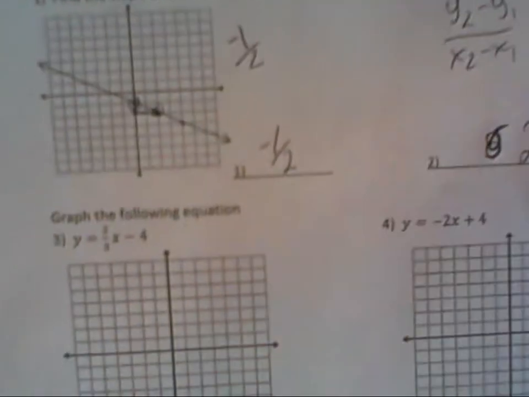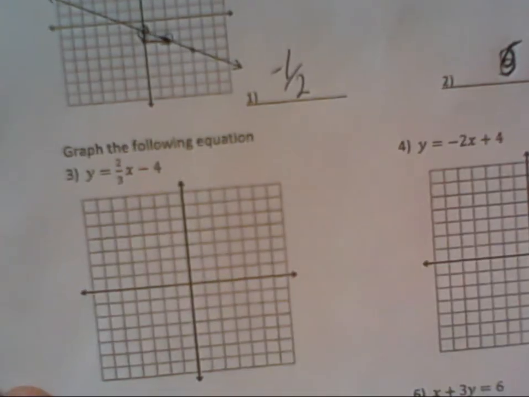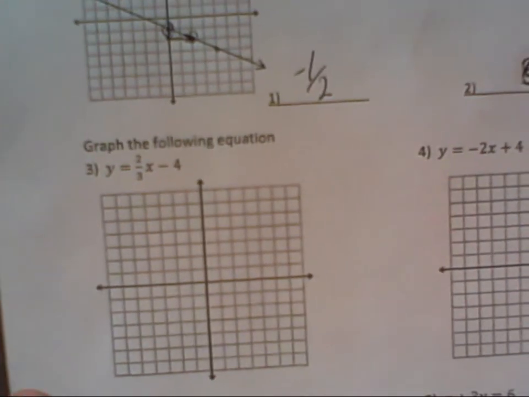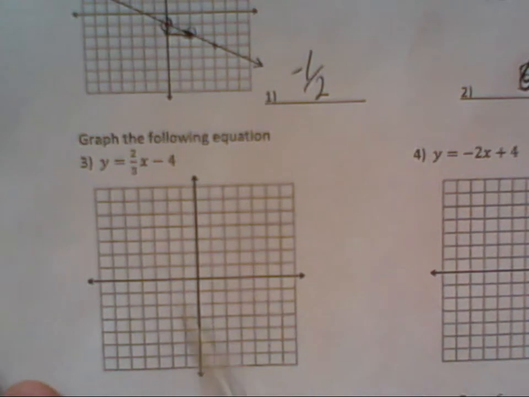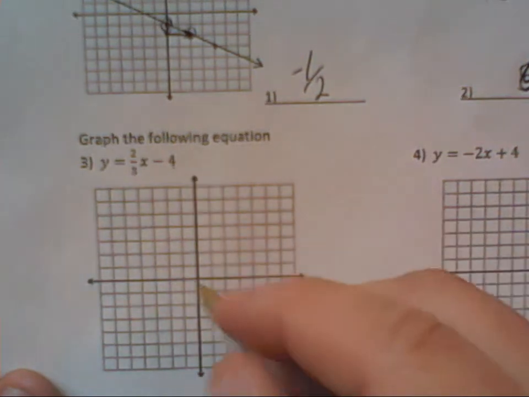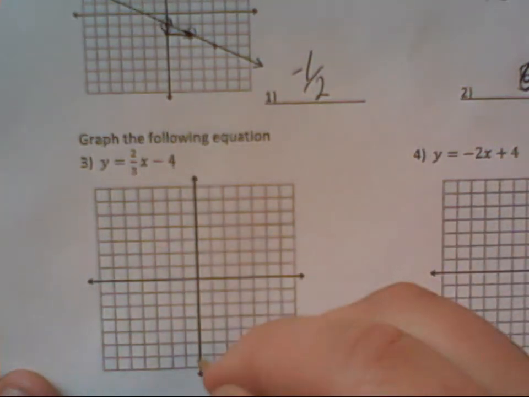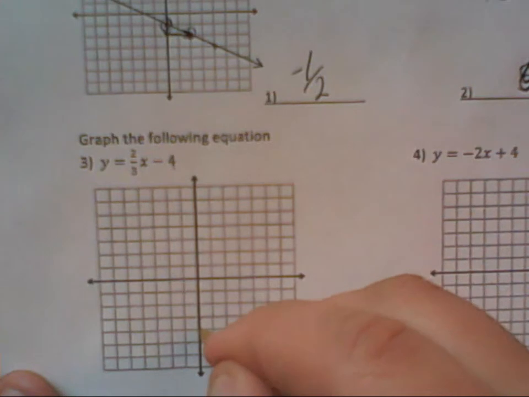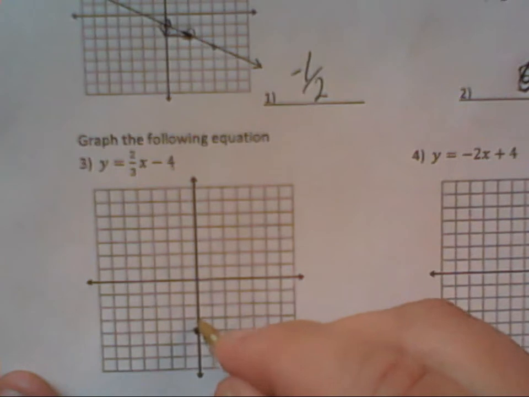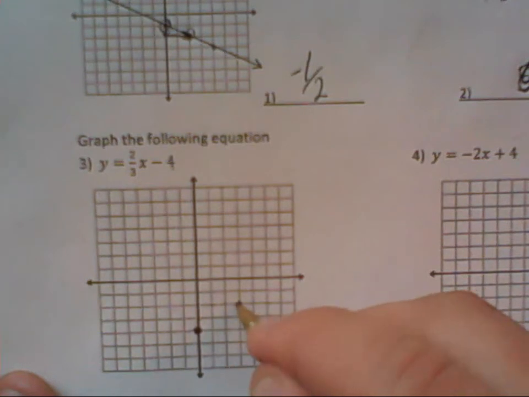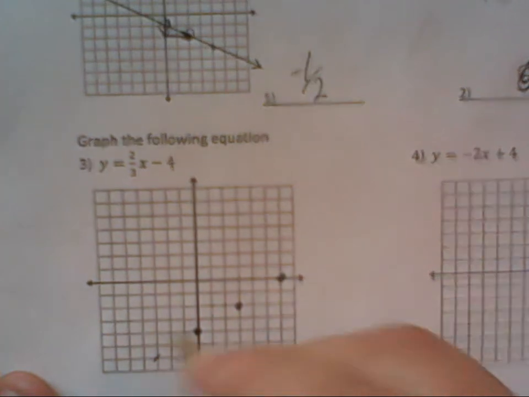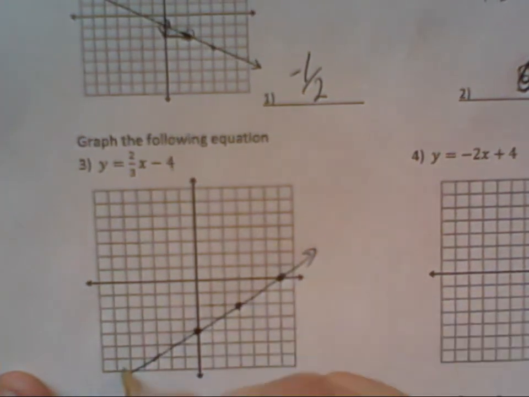And then starting with number 3, we are graphing these equations, and the first 2 examples are equations that are in slope-intercept form. And so number 3 is y equals 2/3 x minus 4. The -4 is the y-intercept, and that's where we're going to start on the graph, at the y-axis at -4. This is the first point. But then the slope is 2/3, which means we're going to go up 2 and over 3. It's positive, so it's going uphill. Up 2 and over 3.